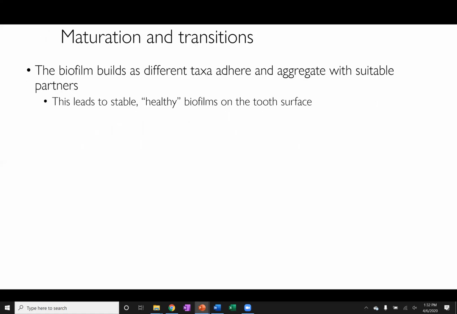So after we have that colonization, eventually the biofilm needs to mature. So it needs to build and add new taxa as they continue to adhere and aggregate with their suitable partners. This essentially leads to stable and healthy biofilms on the tooth surface. That being said, we typically think of bacteria in a clinical setting to be bad, but remember, your microbiome is important for preventing the colonization of other microbes. As long as you keep your microbiome in check with your own body, you can prevent bad things from happening. But your teeth do have a healthy biofilm. I know you might not think that, but you do have a healthy biofilm.